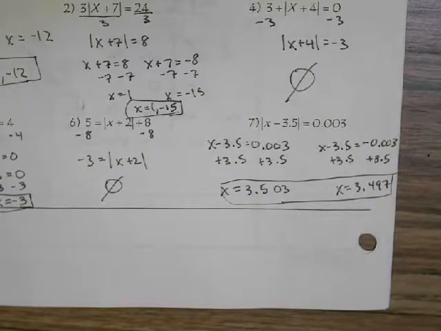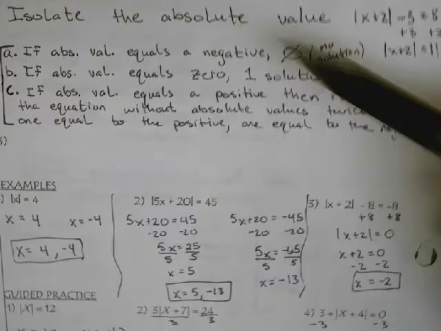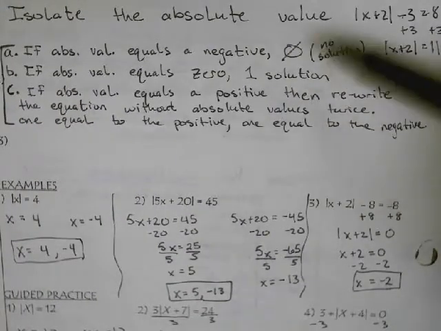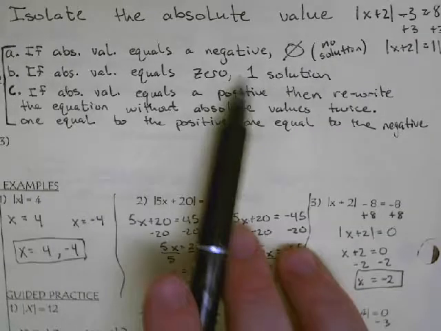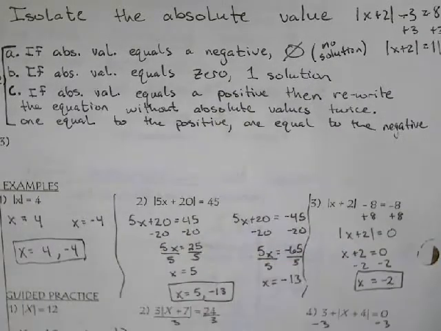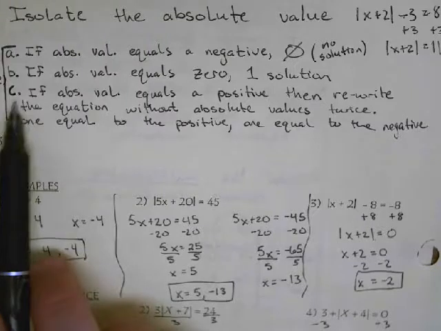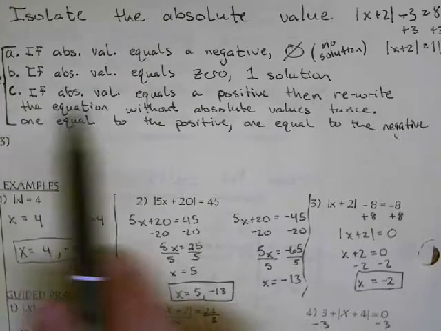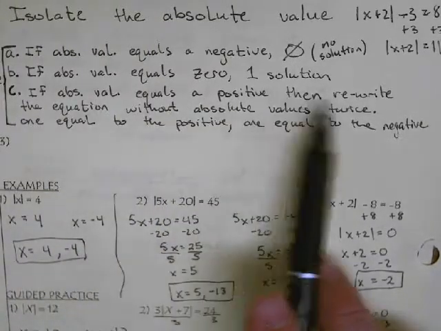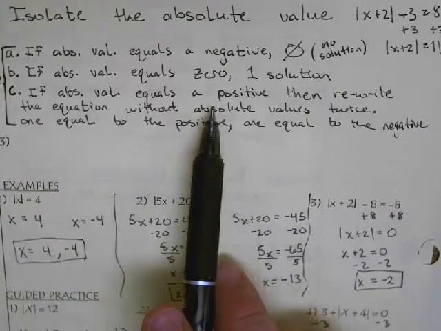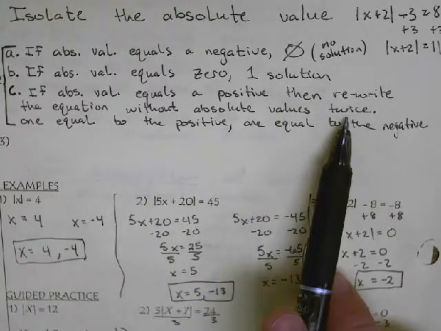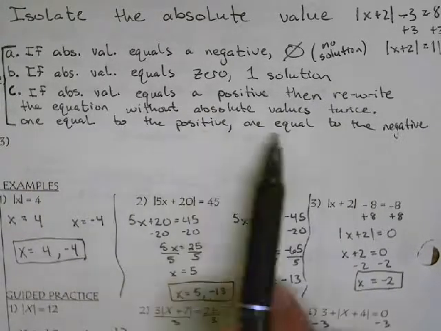So that is how we can solve absolute value equations. Remember, there's 3 main scenarios. Our scenarios are: if the absolute value equals a negative, no solution. If the absolute value equals 0, we have one solution. Drop the absolute value signs and set equal to 0. In part C, if the absolute value equals a positive, then rewrite the equation without absolute values twice, one equal to the positive, one equal to the negative.